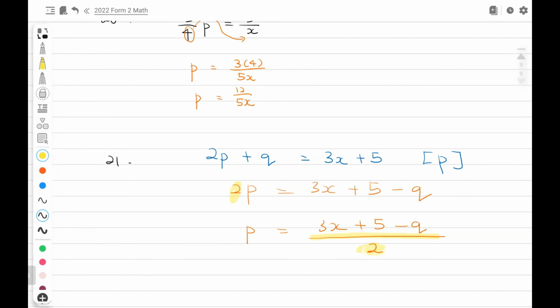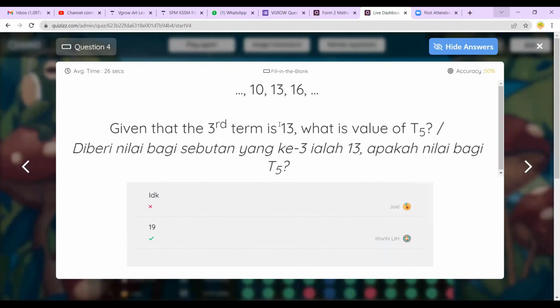Okay, so before we end the session, we play quizzy, yeah? Okay, see here, given that the third term is 13, this is the third term. Just ignore the answer. So what is the value of the fifth term? T5 means the position at the fifth one. Since this is the third term, T3, T4, so T5 is the next number. So add 3, add 3 only, so you get 19.